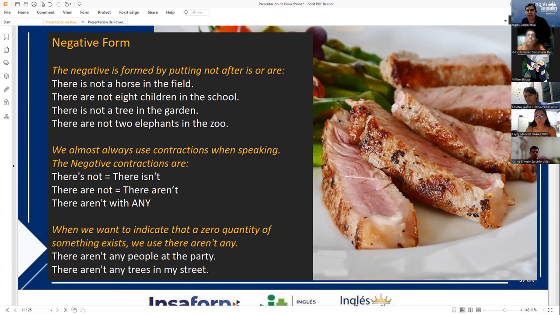There is not a tree in the garden. There isn't a tree in the garden. There are not 2 elephants in the zoo. There aren't 2 elephants in the zoo. Or usually, there aren't any elephants in the zoo.